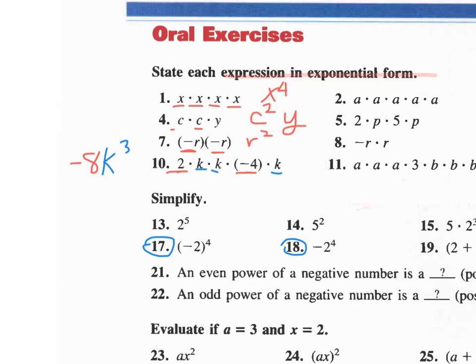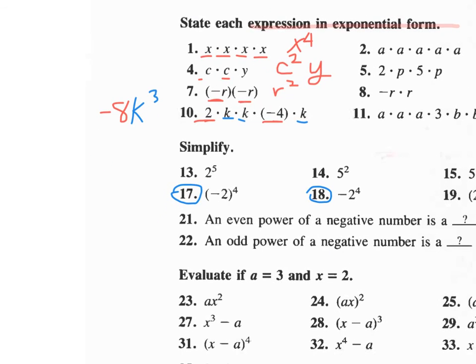On number 17, remember it's in a parentheses. So what this means to do here is -2 times -2 times -2 times -2. So we could work left to right, multiply these two, and I get +4 times another -2 is -8 times another -2 is +16.